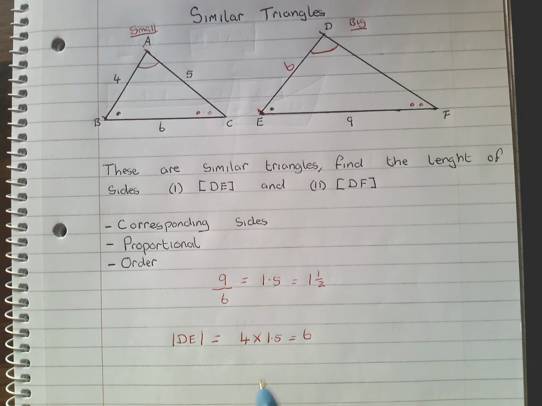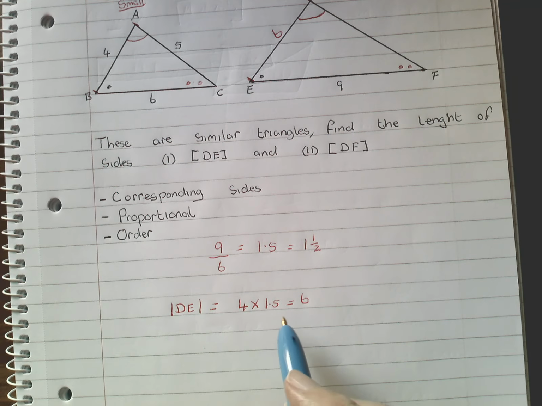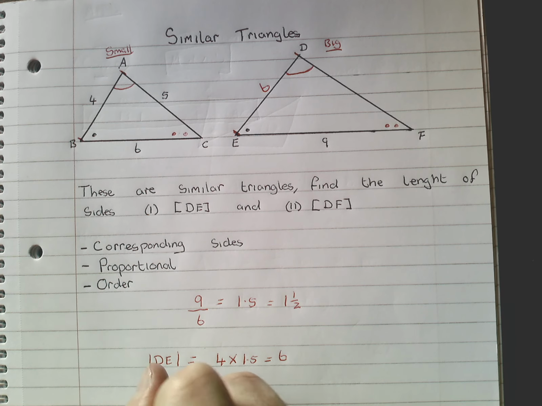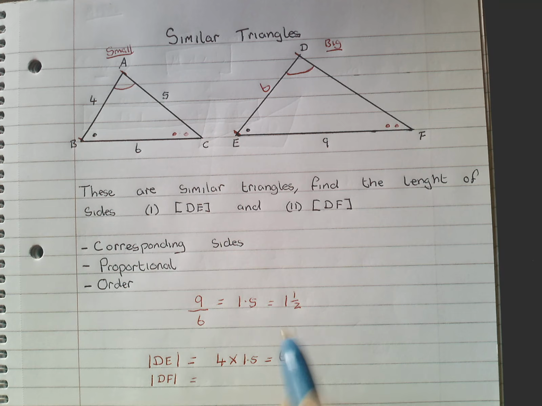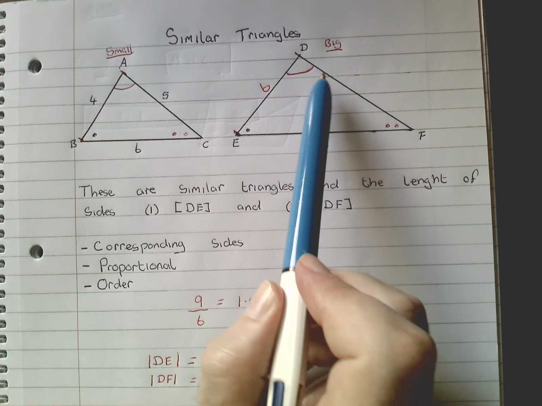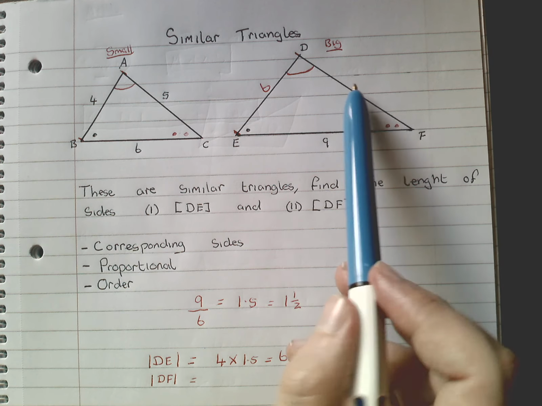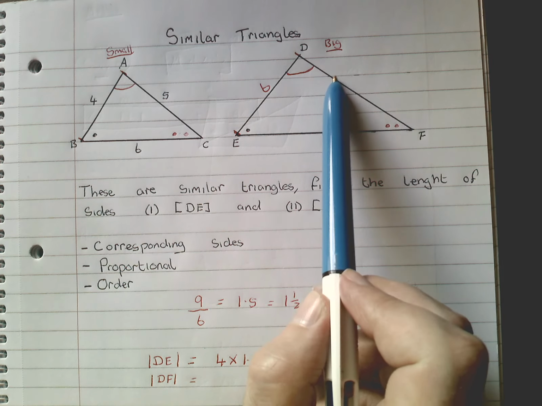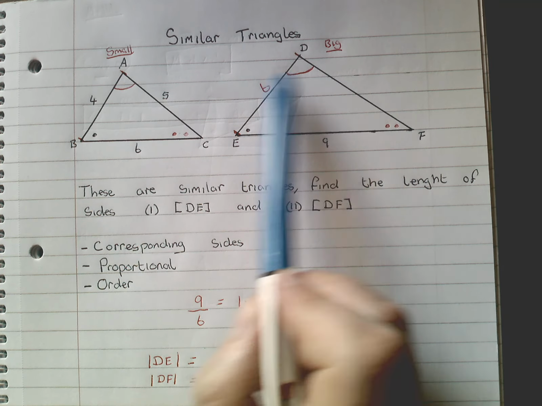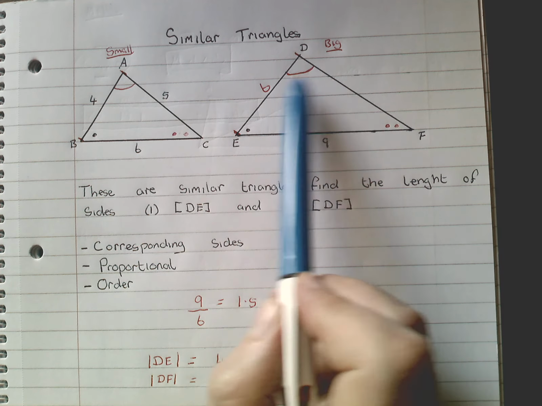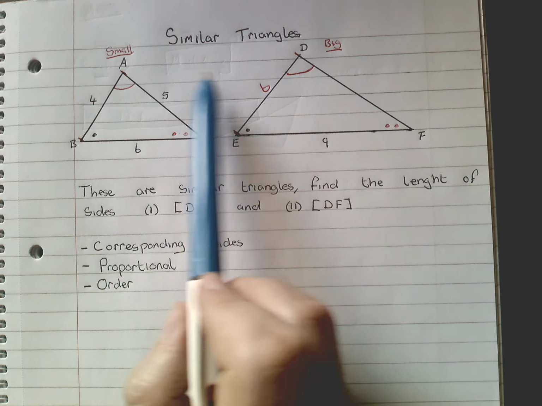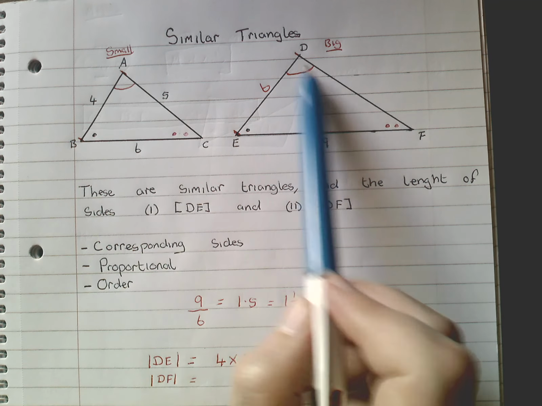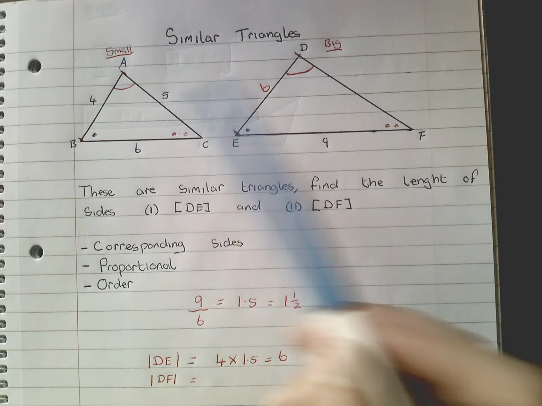And then what we want to do is work out what's the size of DF. Okay, so DF is this side here. So again, remember, this is our small triangle, and on the bigger triangle, this is the corresponding side to it. So there's a correspondence or a link between these two. We know they're the corresponding sides because we have the same angles. It's the same side, except this is just a bigger version of the smaller triangle.